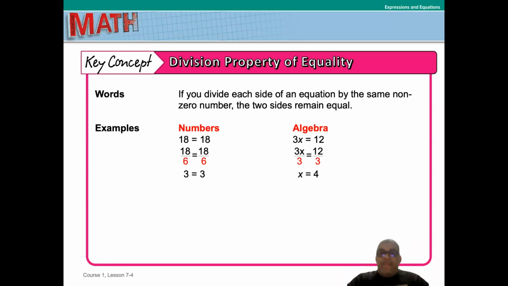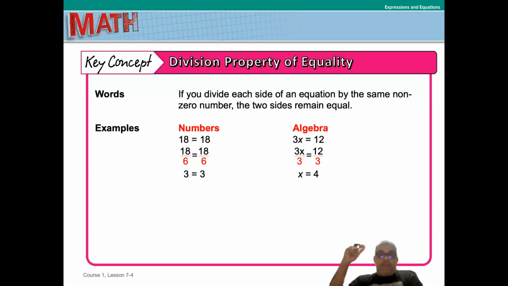Why 3? Because that gives you a coefficient. That means the number in front of the variable of 1. So we're trying to make 3 divided by 3 into a quantity of 1. And 3 happens to go into 12 4 times. 12 items divided into 3 groups gives you a total of 4 items in each of those groups. So now we have discovered what that variable is. That variable happens to be 4.